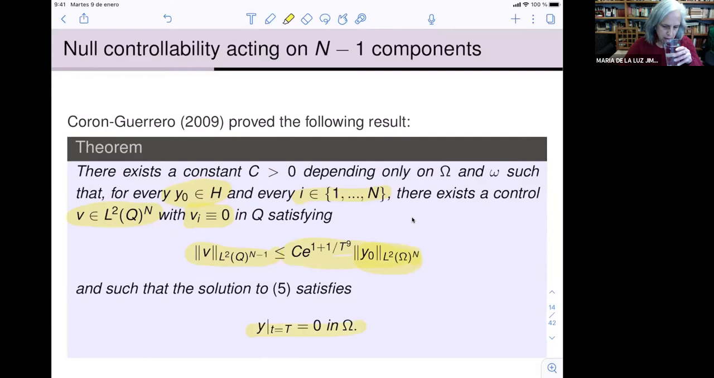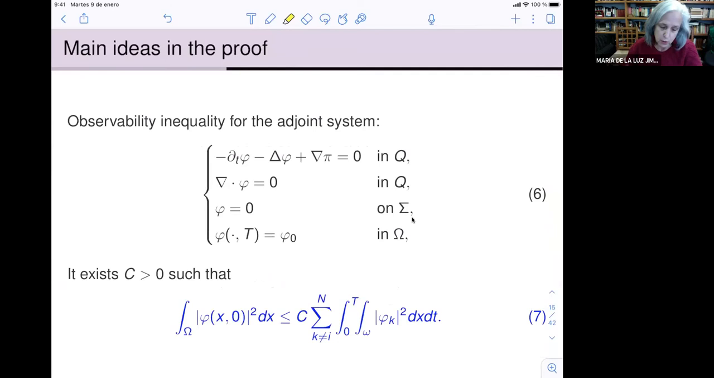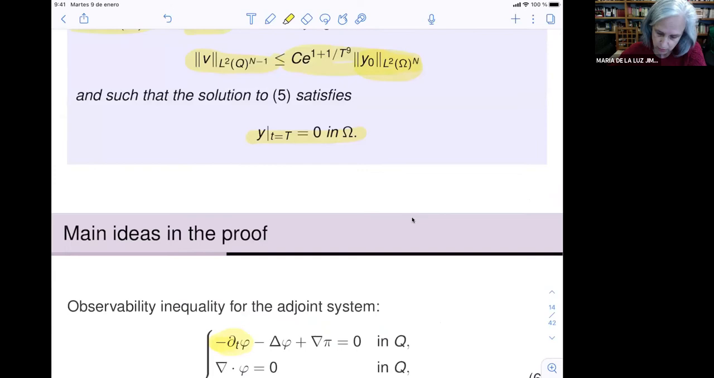So as most of you know, the null controllability of the Stokes system is characterized by an observability inequality for the adjoint system. You can see that this is a Stokes system only backward in time. We start at time capital T, and with this minus, we are going backwards in time. So this is the adjoint system to the system I want to control.